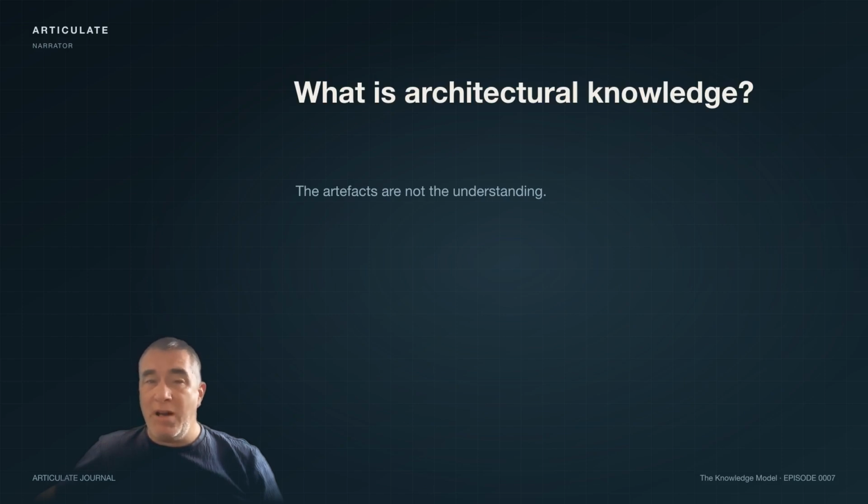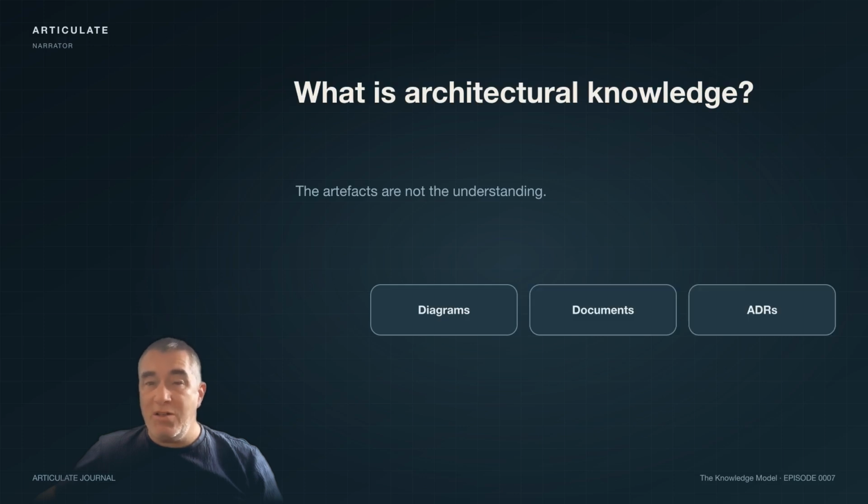Architecture is made up of diagrams, documents, architecture decision records, source code, all the things we create throughout the lifetime of a system. But the more I thought about it, the more I realised that these things aren't knowledge at all. They're just information. Useful, certainly, but information.